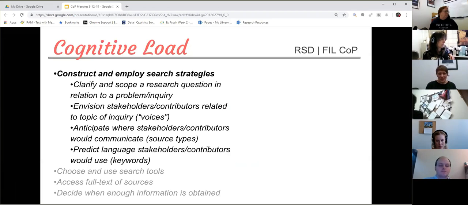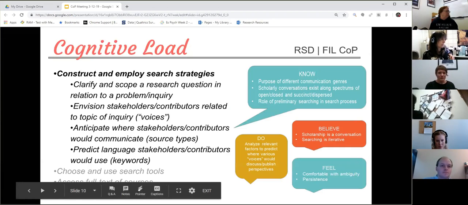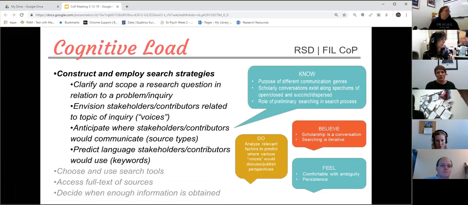And then if you go to the next slide, what are the things they have to know, do, believe, and feel in order to do those things? So they have to know the purpose of different communication genres. They have to understand that scholarship is done in conversations, and there's a lot of ways those conversations can take shape. They have to understand that maybe it's iterative, that you don't just search one time.